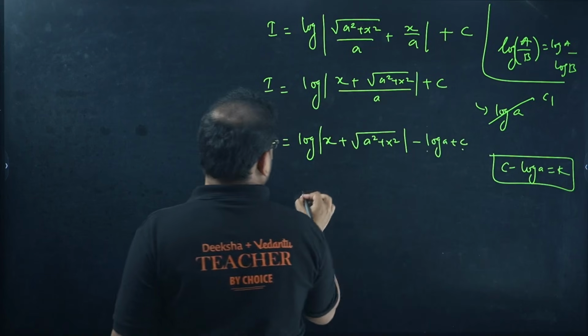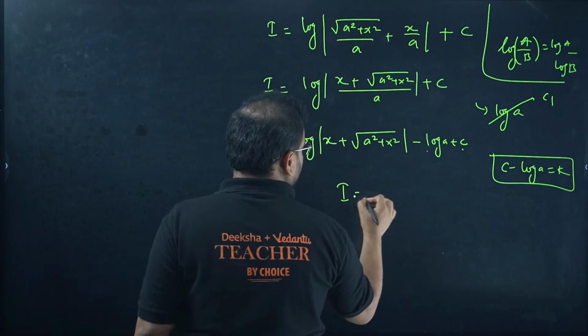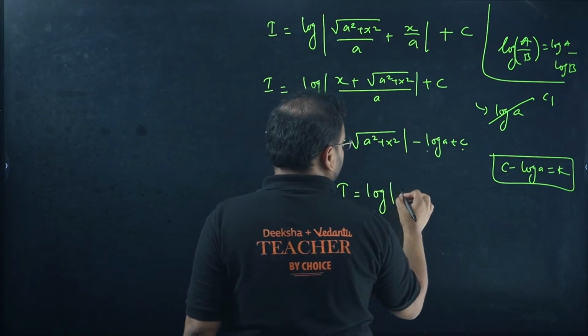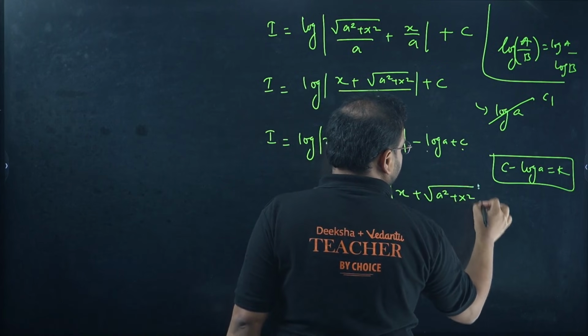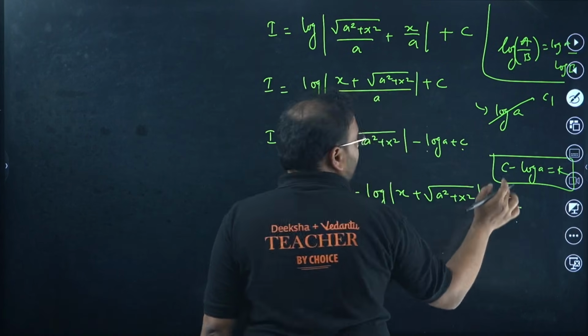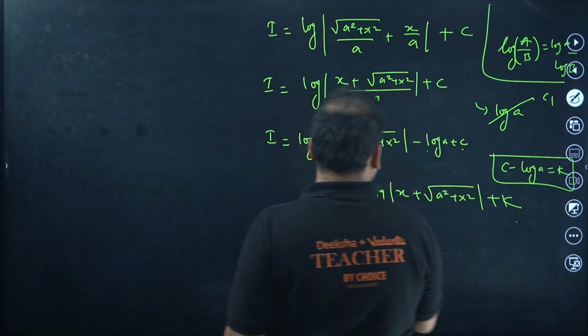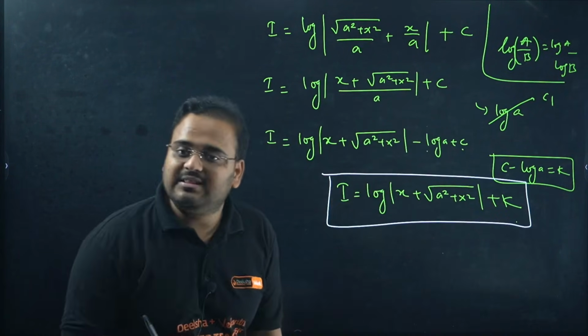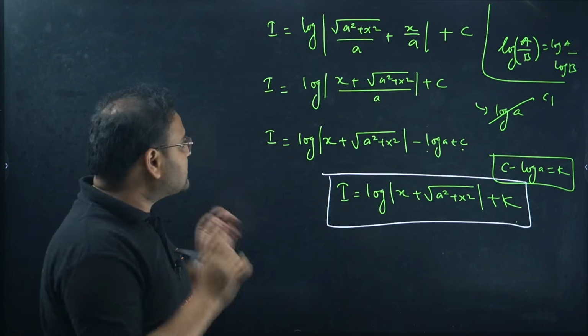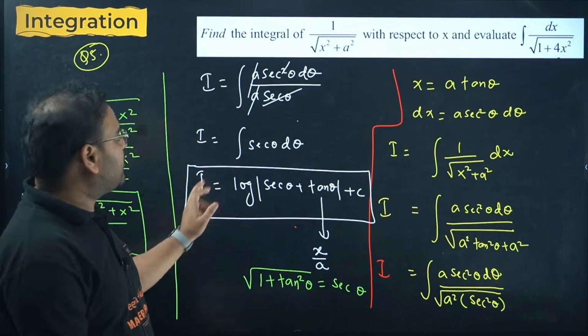So my answer is basically the integration I equals log of x plus root of a square plus x square, plus the constant k. You might feel this is lengthy, you might feel this is difficult, but it is not. I have made it lengthy because I don't want to skip even one step. None of the steps are skipped.